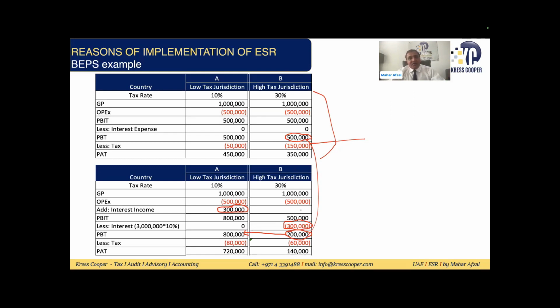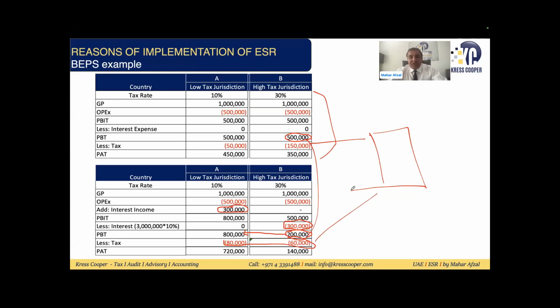In the same way, initially both of the companies were paying tax of 200,000. Now you can see the companies are paying tax of 140,000. The differential is 60,000. So by executing just one transaction, the profit has been shifted from the high tax jurisdiction to the low tax jurisdiction, and the company has saved tax of 40,000.